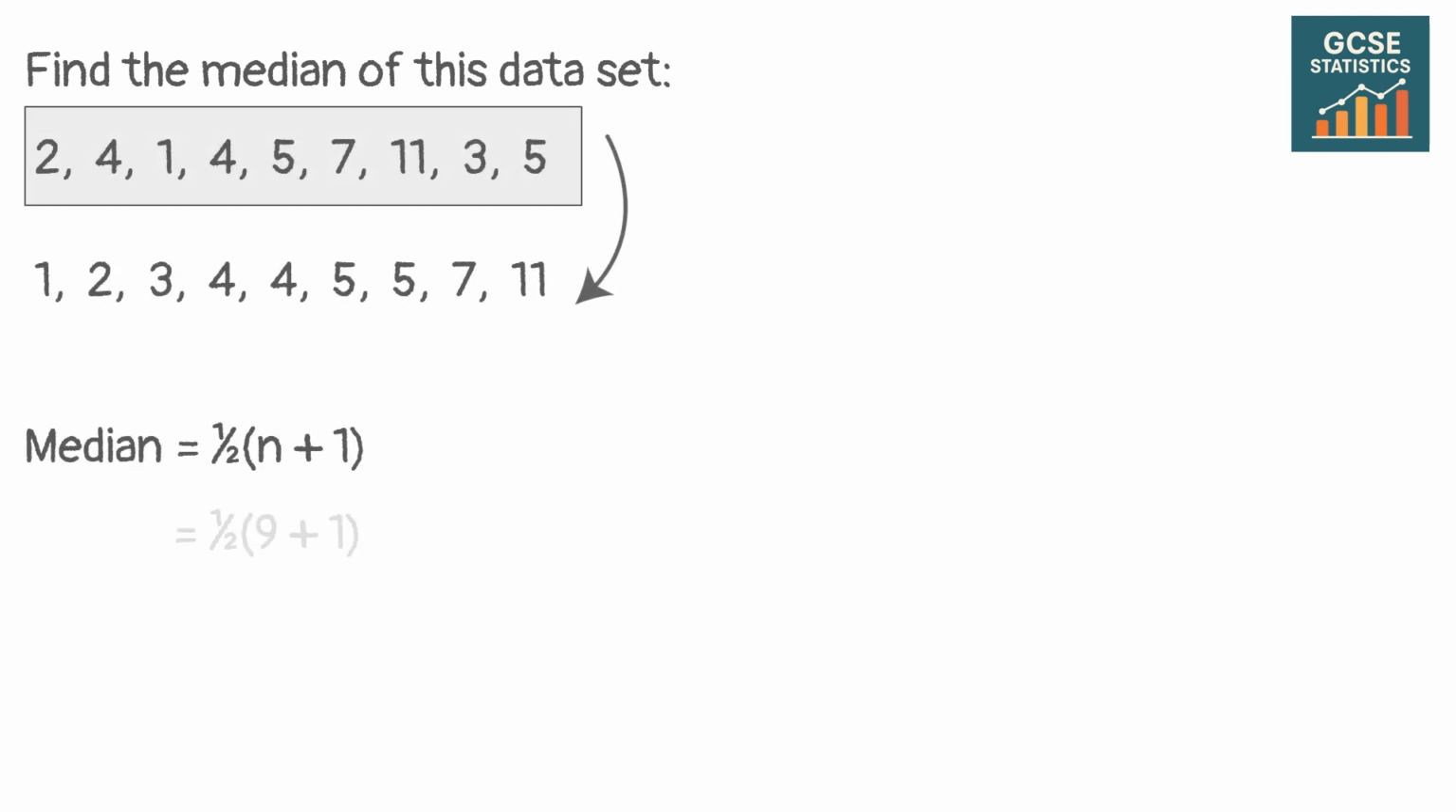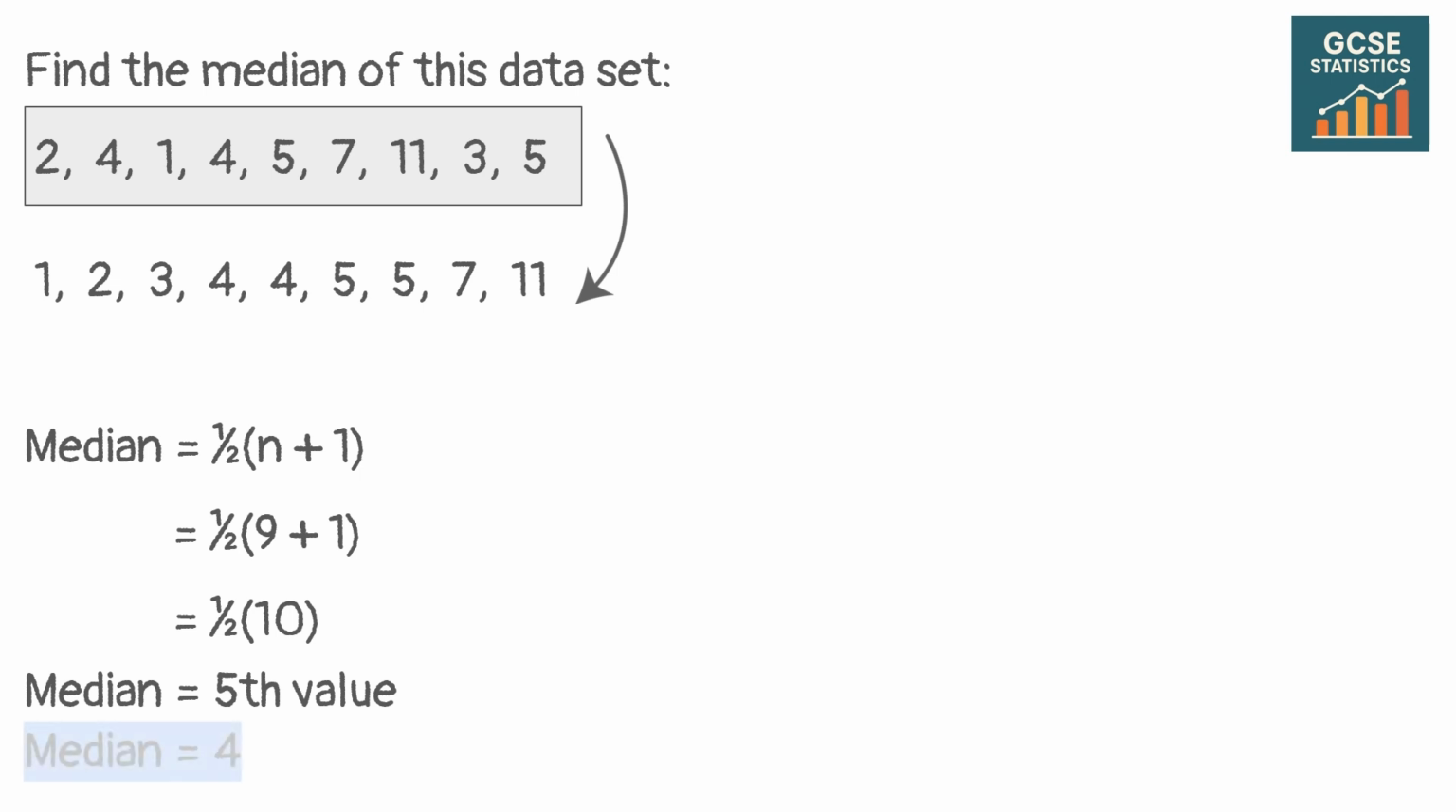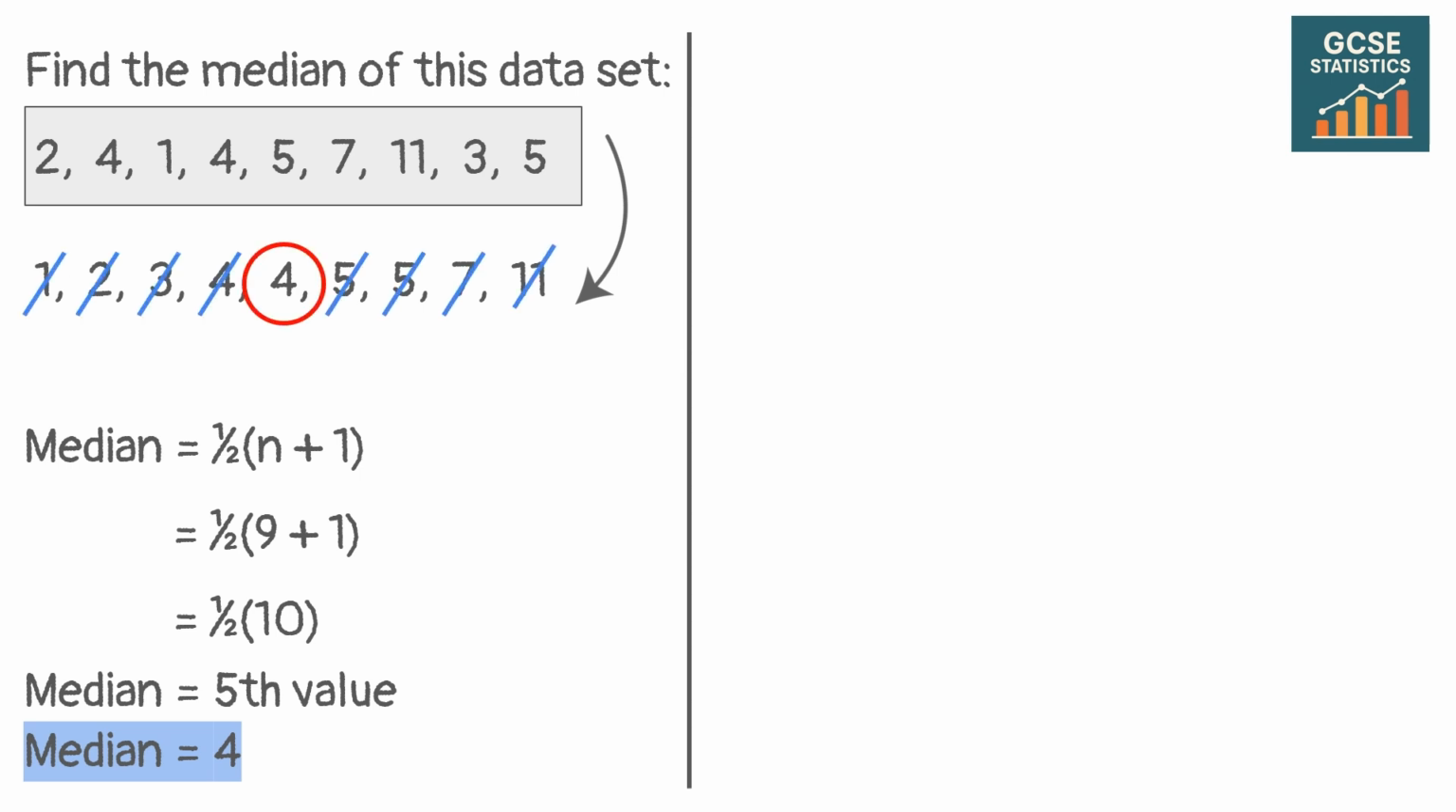If we are going to find the median of this dataset, we need to first order it. Now, using our formula, we can find that half of 9 plus 1, there are 9 values, means that the median is the 5th value, which gives us a number of 4. Now, you could just cross off each end of the list to find the median here if you would want to. This example had an odd number of values which made it easier to calculate.